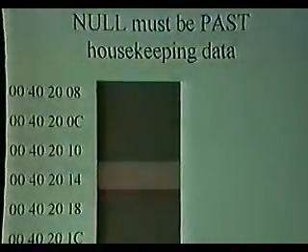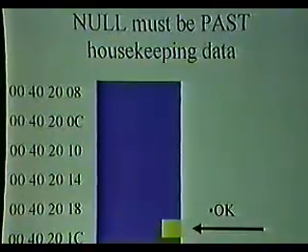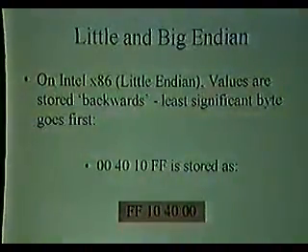But okay, so obviously if we're going to overwrite the housekeeping data, we need to be able to make sure the null is past that, right? Okay, does everybody get that? Okay, great, good. Okay, so I'm going to talk a little bit about little and big endian numbers.